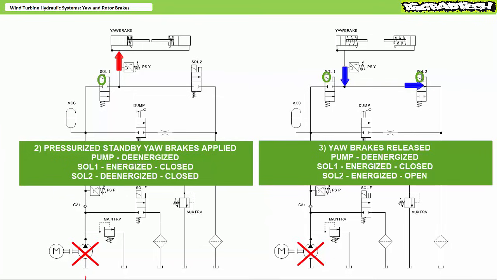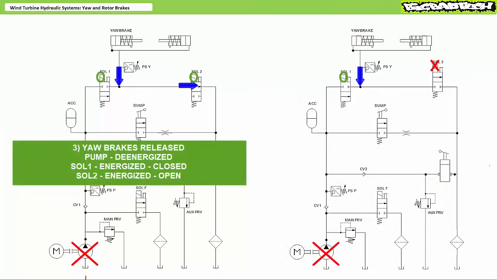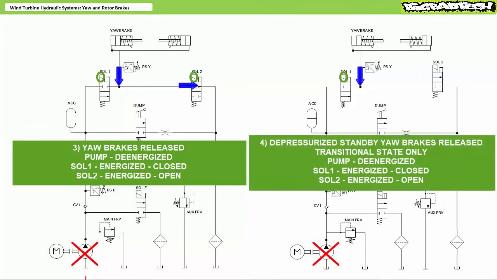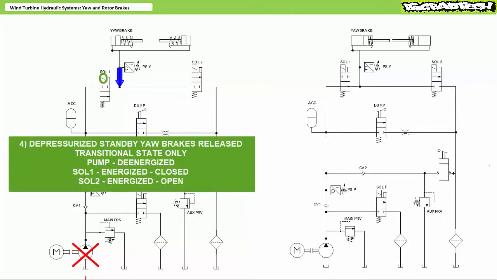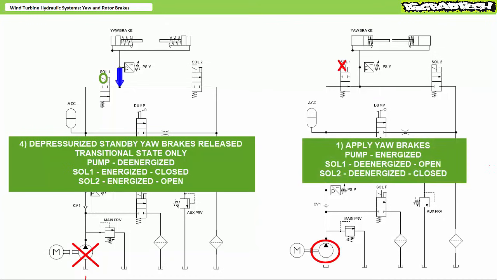Once the nacelle arrives at the destination, the yaw brake again needs to be applied. From the yaw brake release state, the system de-energizes Sol 2, and Sol 2 returns to the closed position. If you think about it, this is kind of similar to the earlier pressurized standby state, only this time there's no pressure in the yaw cylinders and the brakes are released. I'm going to call this brief transitional state depressurized standby. From depressurized standby, almost immediately the system de-energizes Sol 1, which reopens, and pressurized flow enters either from the accumulator or a freshly started pump. As at the beginning, yaw brake cylinders simultaneously extend and apply the brakes.